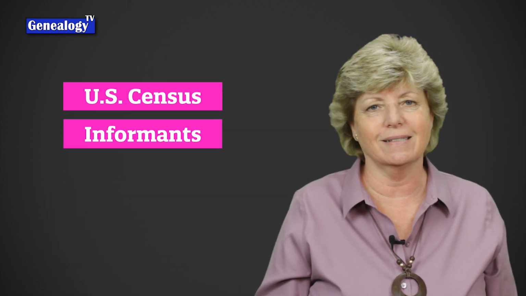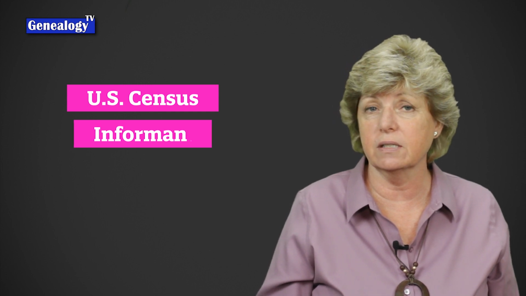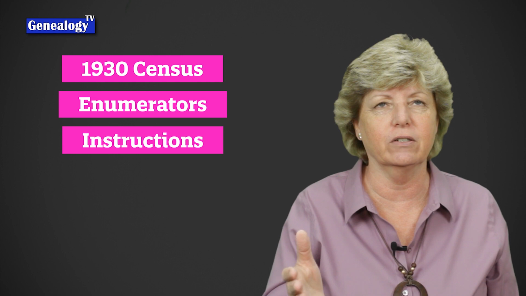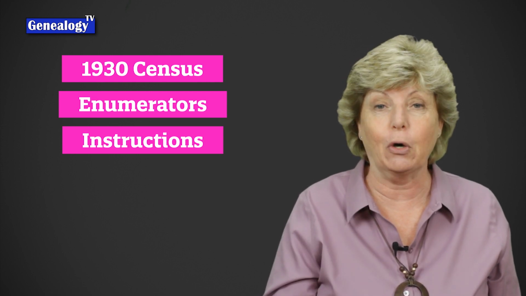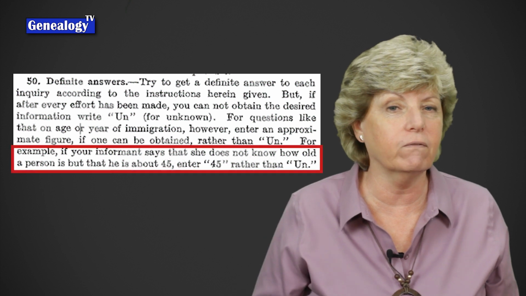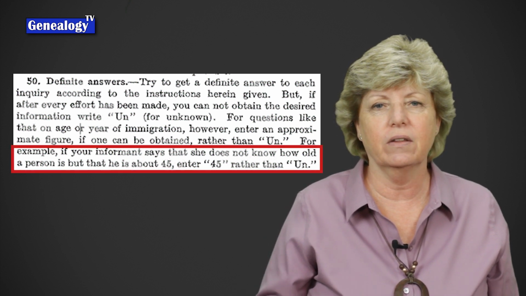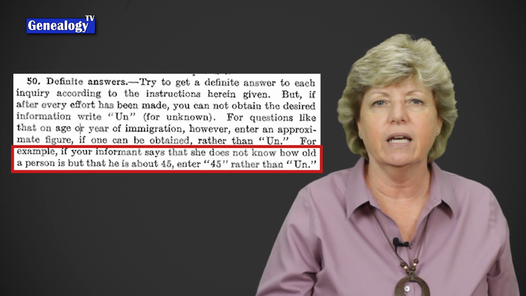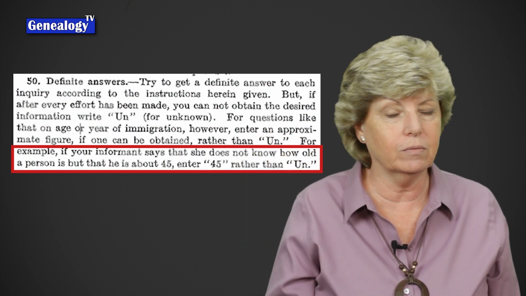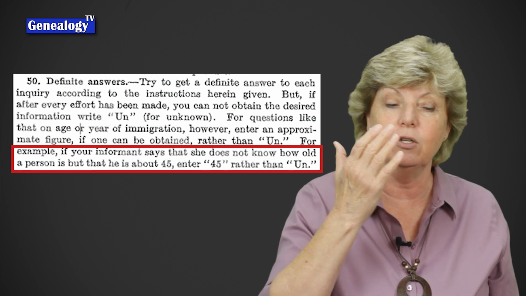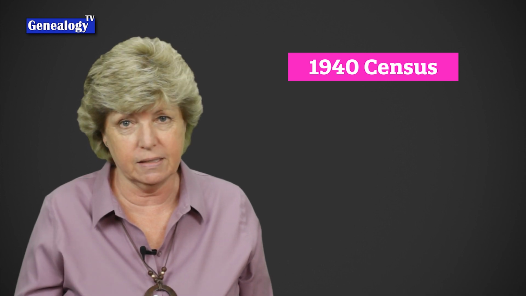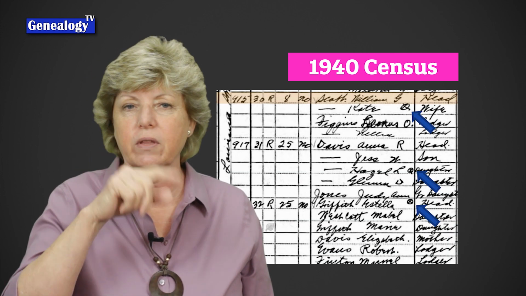So let's talk about census informants for a moment. In the 1930 census, while the informants are not really noted in the census record, the enumerators' instructions were, this is just kind of a side note because I wanted you to be aware of this, enumerators were told to put the age of the person, even if the informant was guessing at the age. Therefore, don't always assume the information on these census records is accurate. The informant maybe was just guessing at an age, and so the enumerator had to put down whatever the guess was, okay?